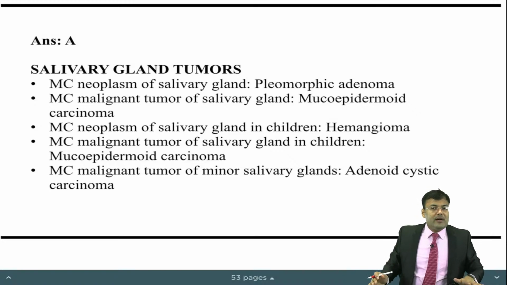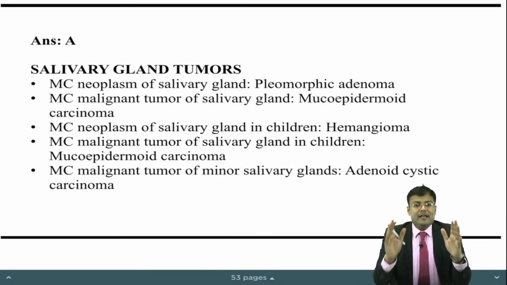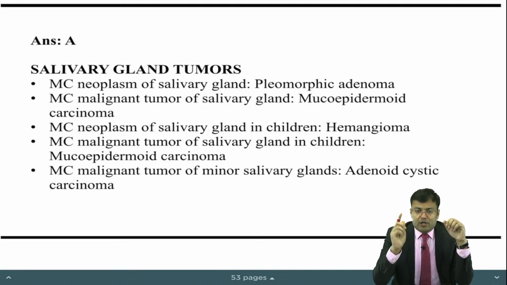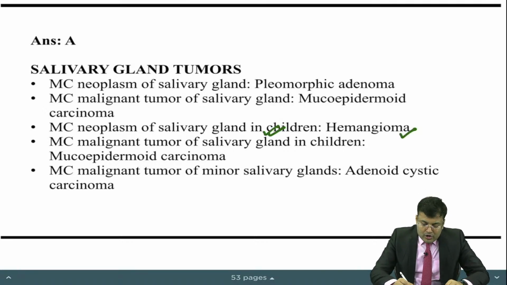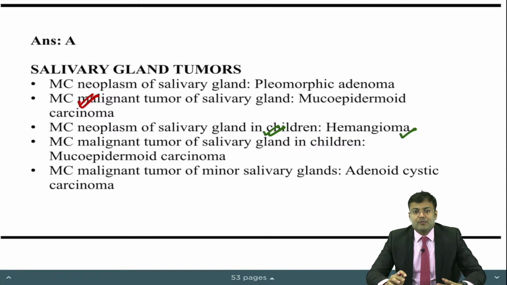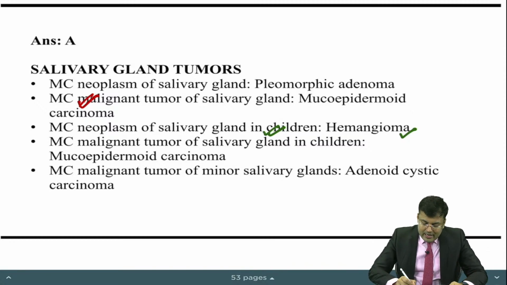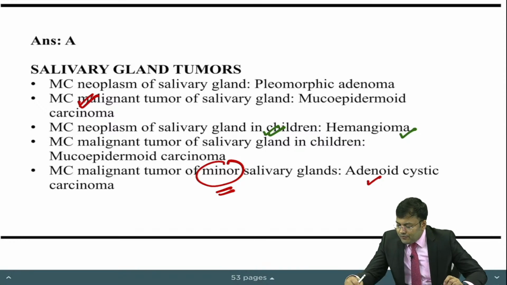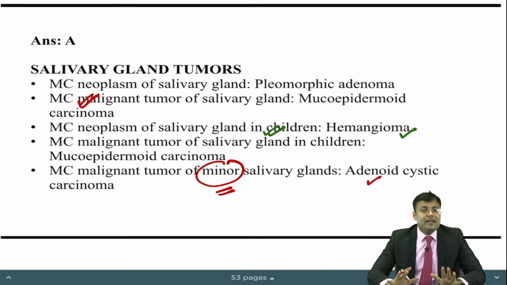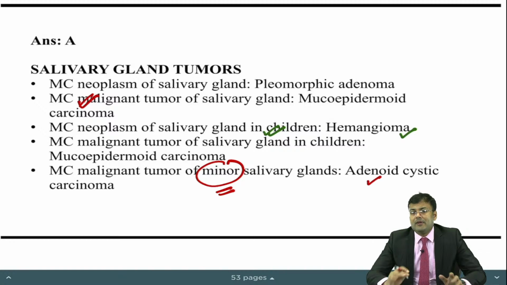So see the important points related to salivary gland tumors, because it's very, very important. Most common neoplasm of salivary gland is pleomorphic adenoma. Most common neoplasm of salivary gland in children is hemangioma. Most common malignant tumor of salivary gland is mucoepidermoid carcinoma in both adults and children. And for minor salivary glands, the most common malignant tumor is adenoid cystic carcinoma. Simple. This is very, very important. These are one-liner questions which are asked in exam.